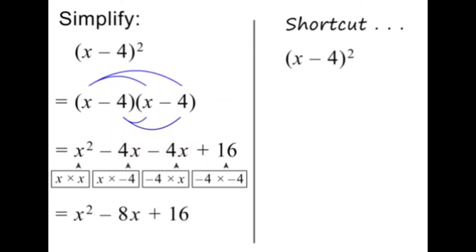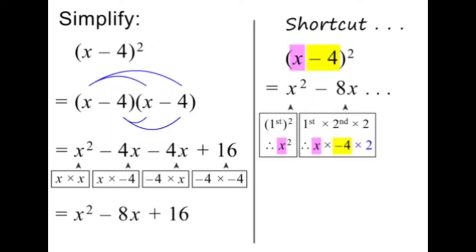Let's now use the shortcut to get the answer. We square the first term. We then double the product of the first and second terms. And we square the second or last term. This again gives the same answer. This completes the lesson. Good luck with the test.